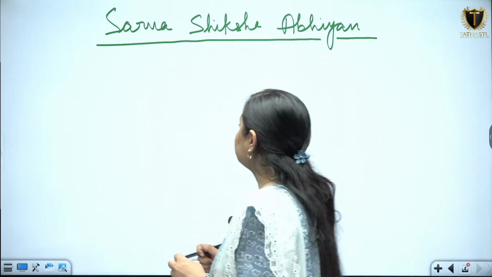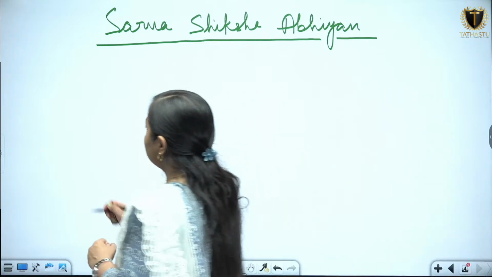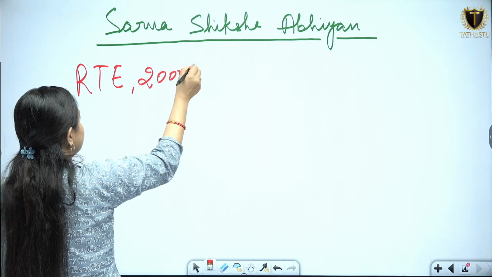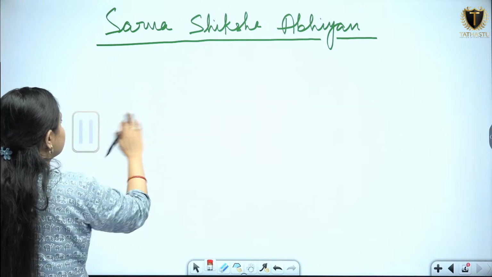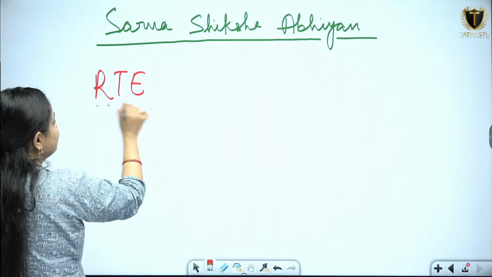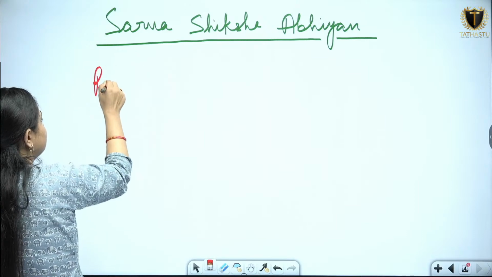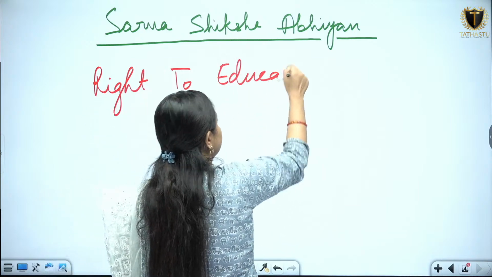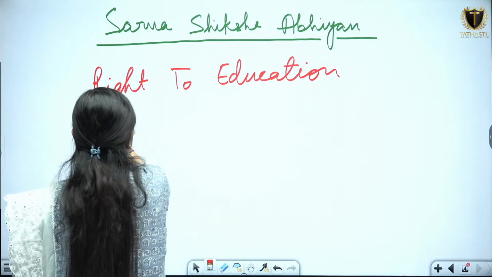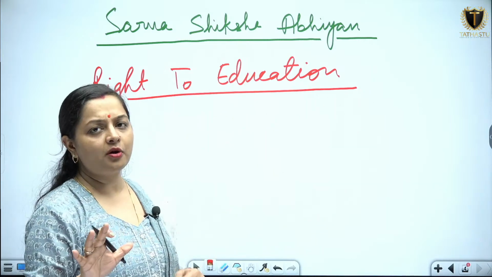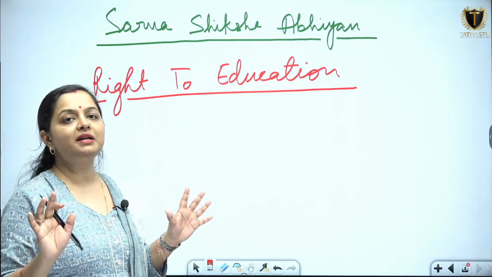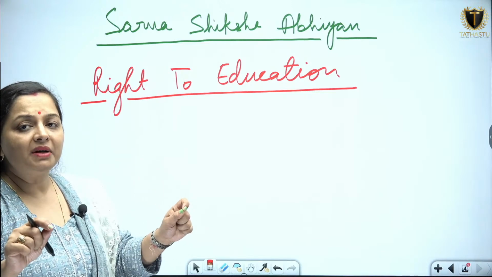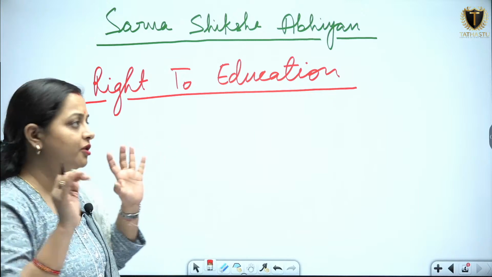Okay, now when it comes to the Sarva Shiksha Abhiyan, here comes the RTE, 2005, the Right to Education. Now when it comes to the Right to Education, this was there in order to impart education, to give education to everyone. It doesn't matter what background you come from, where you belong, it doesn't matter at all. The government promises you that you will definitely get education.